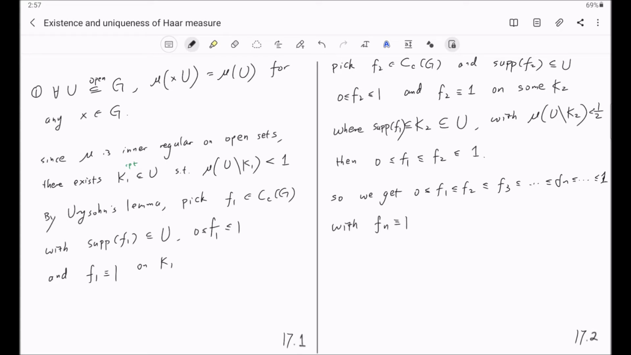With Fn constant equal to 1 on Kn, and mu of U minus Kn is less than 1 over n. The support of Fn is all contained in U, and Fn, of course, are all compactly supported.